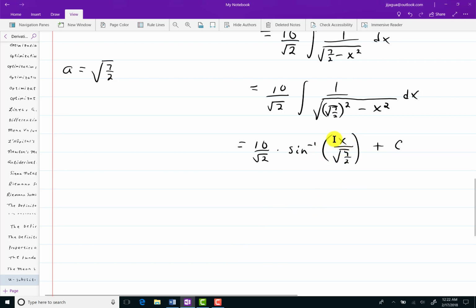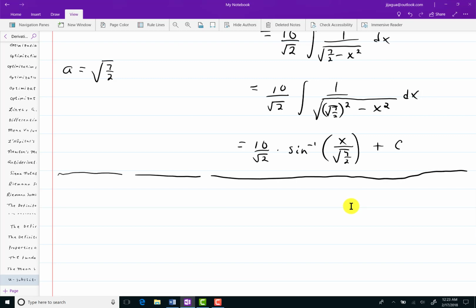Most people probably can't stand this radical 7 halves being down there and might make it x times radical 2/7. I'm sure that I probably would as well, but this is fine. You get the idea. That's using the table, and you've got to do some creative things sometimes to make it match the entries in the table.